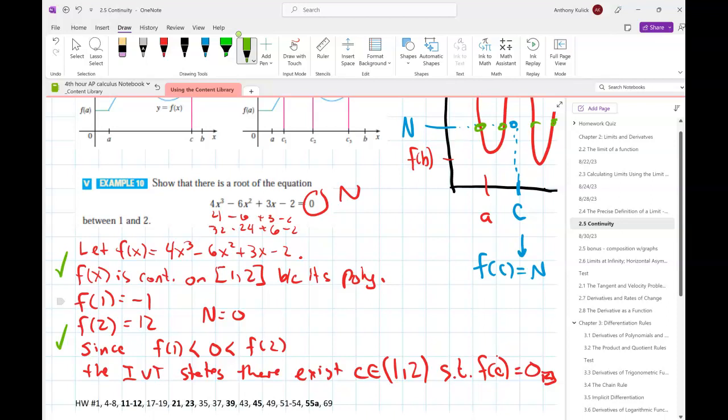That's a C, f of C here. Does it look like an E? I'll do that.